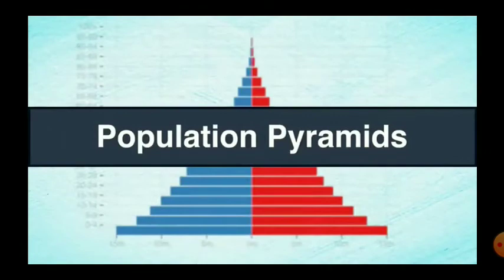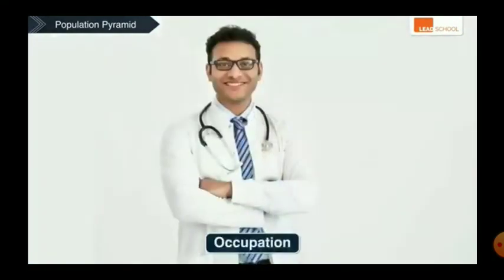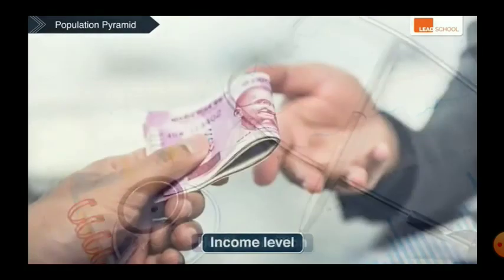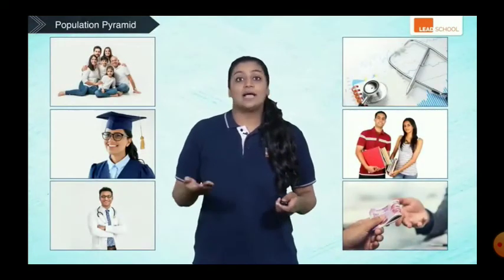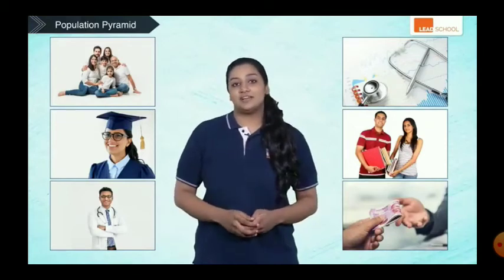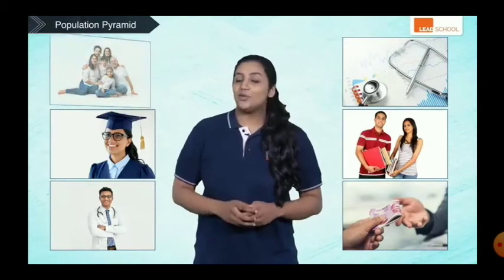Population pyramids. Hello students. We have learnt that the population composition of different places varies on the basis of age, sex, literacy, occupation, health condition, and income level. We also know that it is important to understand this information as it can help governments plan better for a country's development.